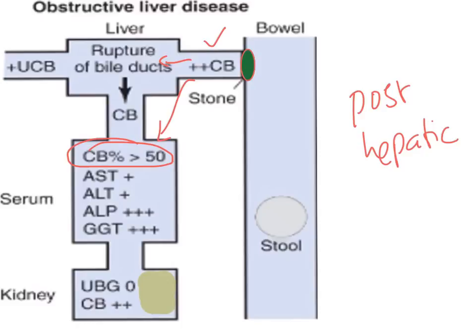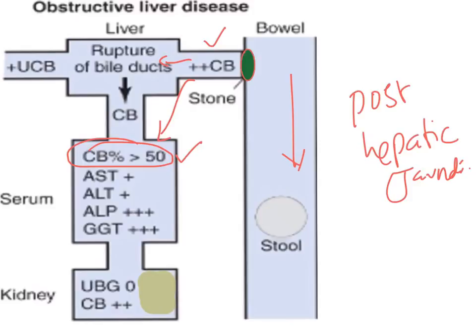Now, normally, if you remember, conjugated bilirubin contributes to less than 20% of the total bilirubin. So in obstructive jaundice or post-hepatic jaundice, you see conjugated bilirubin contributing more than 50% of the total bilirubin, and that's because there is obstruction to the common bile duct here. Now the conjugated bilirubin is not there in the intestine, so that is why there is no urobilinogen formation. As you can see here, no urobilinogen is formed because there is no conjugated bilirubin reaching the intestine.